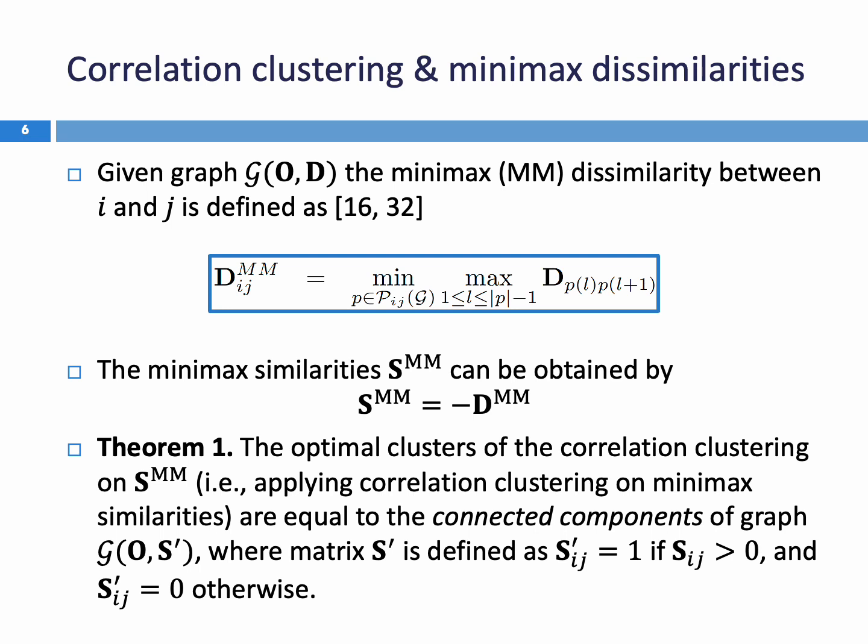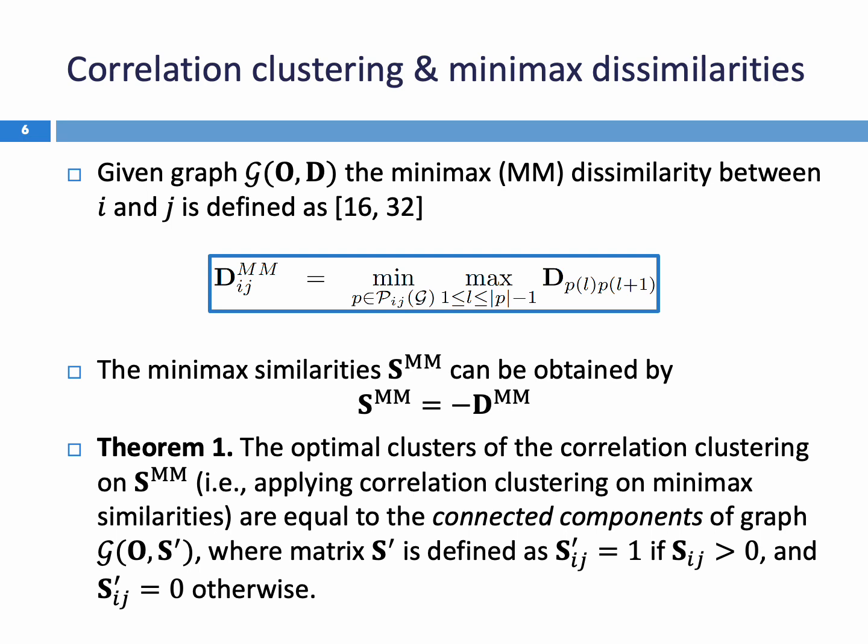We finally study the combination of correlation clustering with min-max dissimilarities. Given graph G, whose nodes are the objects or items, and the edge weights are the pairwise dissimilarities, then the min-max dissimilarity between i and j is defined as follows. Over this graph, we consider all the paths between i and j, and for each specific path, we choose the edge with maximal weight. Then, among these maximal edge weights, we choose the minimum of them.